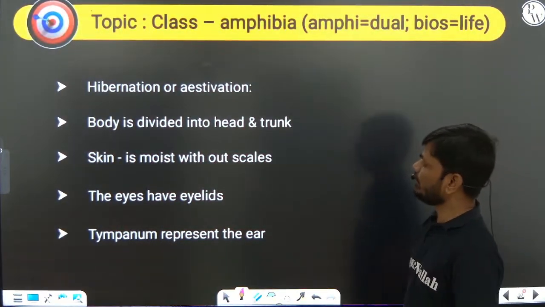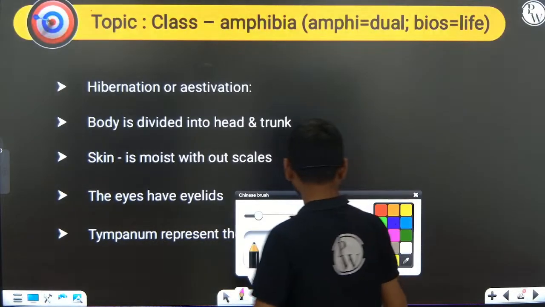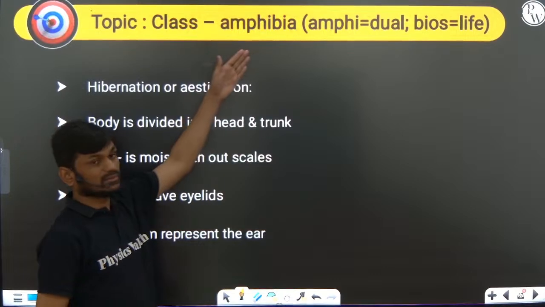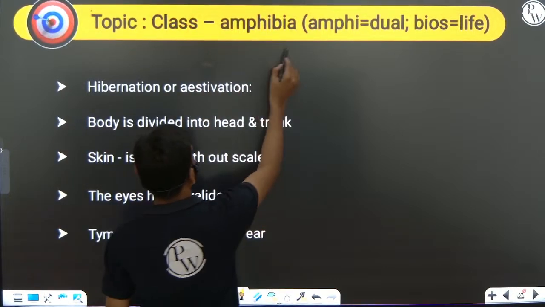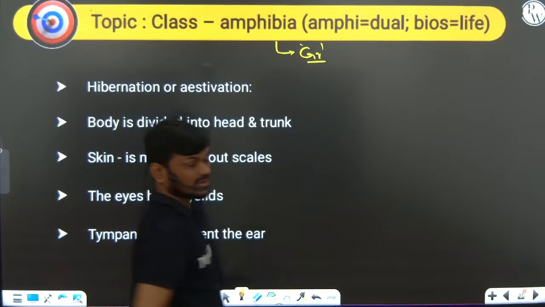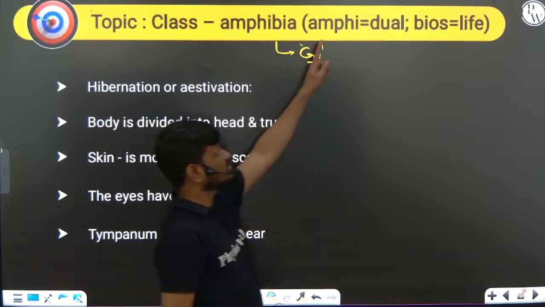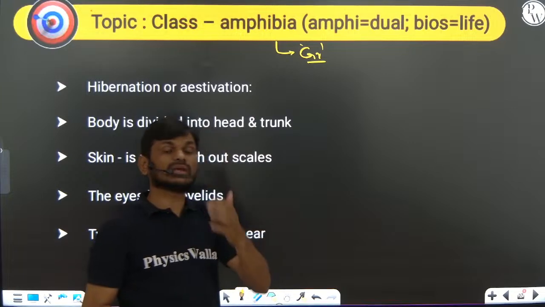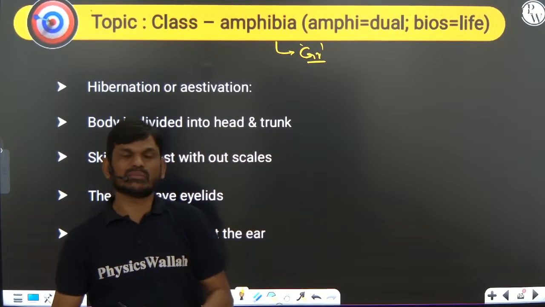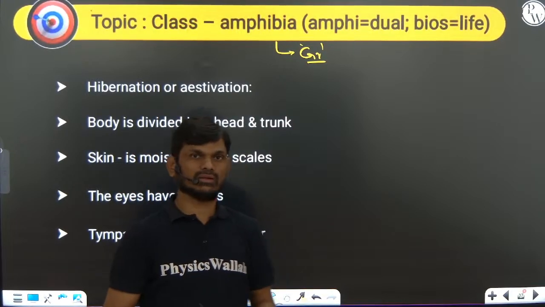Okay, next, Amphibia. Right? Amphi means dual. It is a Greek word. Remember, Amphibia is a Greek word. Amphi means dual, bios means life. So these are the animal group that can lead a dual mode of life, so they can be present in water and also on land.